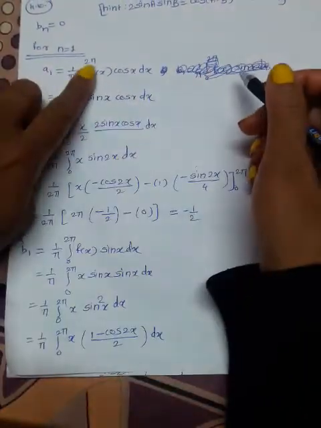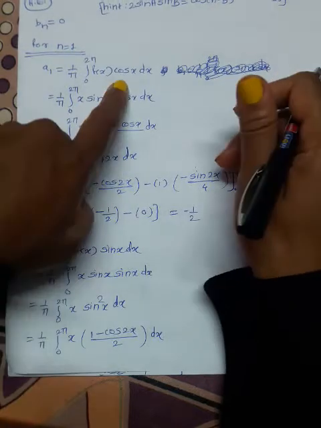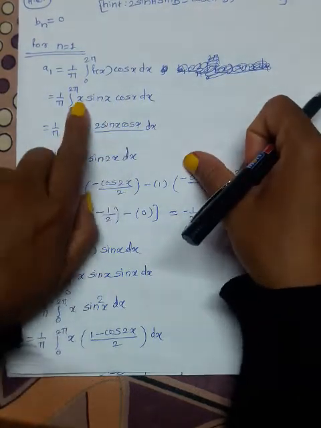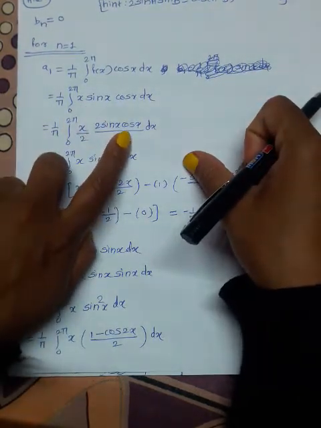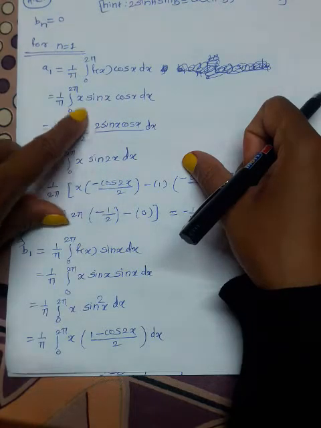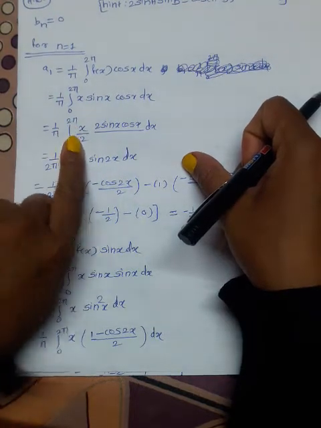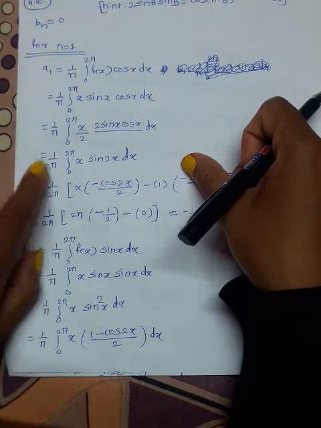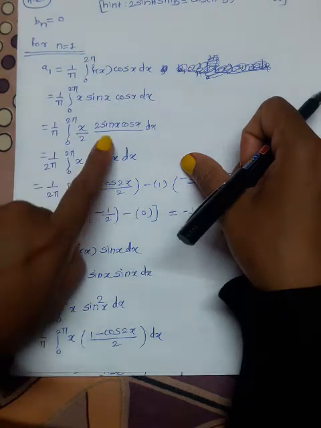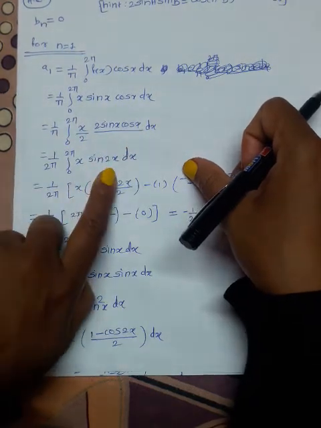Okay. Now put the value of fx, that is x sin x, into cos x as it is. Now we know 2 sin x cos x is sin 2 theta. Therefore, adjust 2 here, divided by 2. Then take this 2 outside, 1 upon 2 pi, x as it is, 2 sin theta cos theta is sin 2 theta dx.